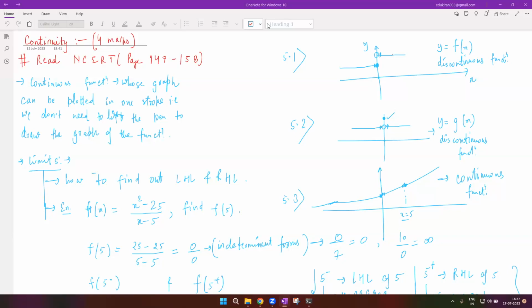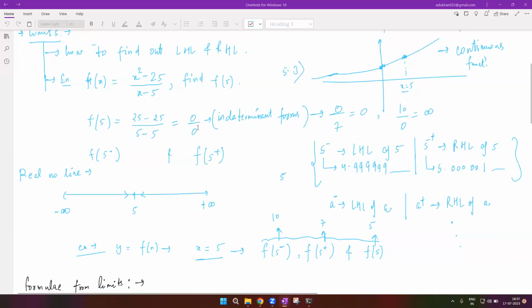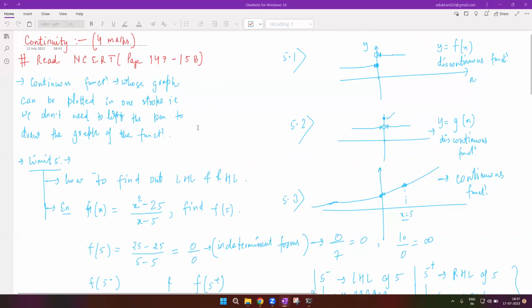So in the last class, we were talking about limits. Actually, we were talking about continuity. But before continuity, we know that we have to understand limits, and we have talked about some things. I also told you to read NCERT from page 147 to 158.